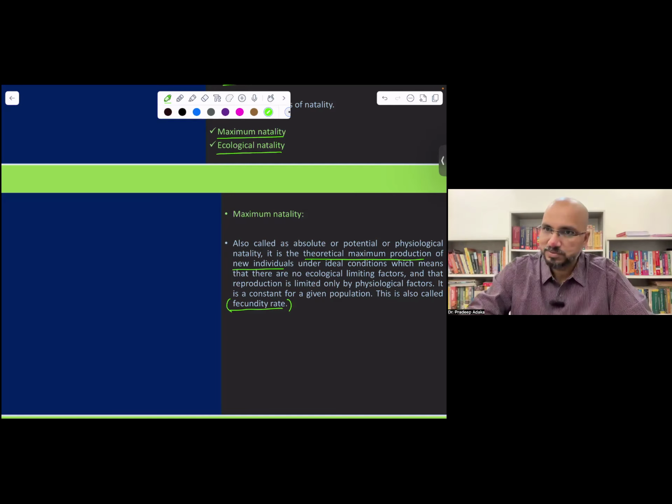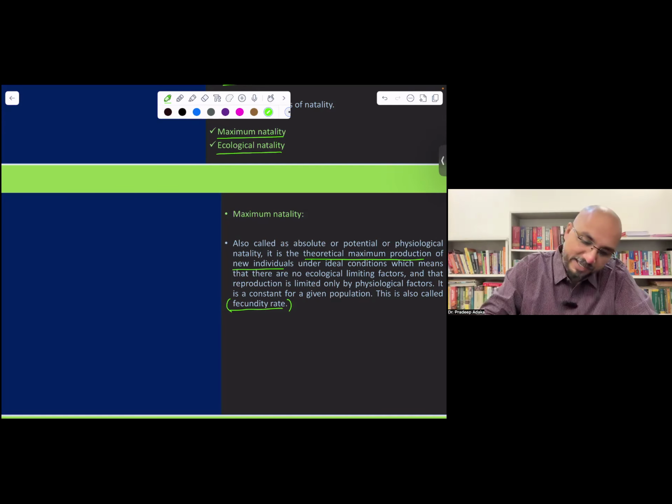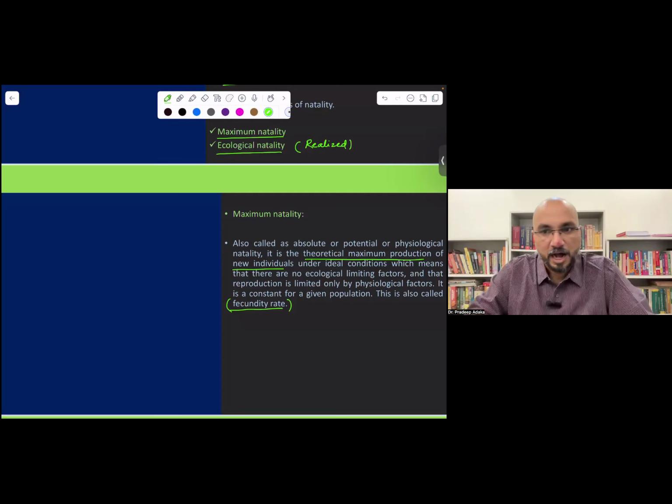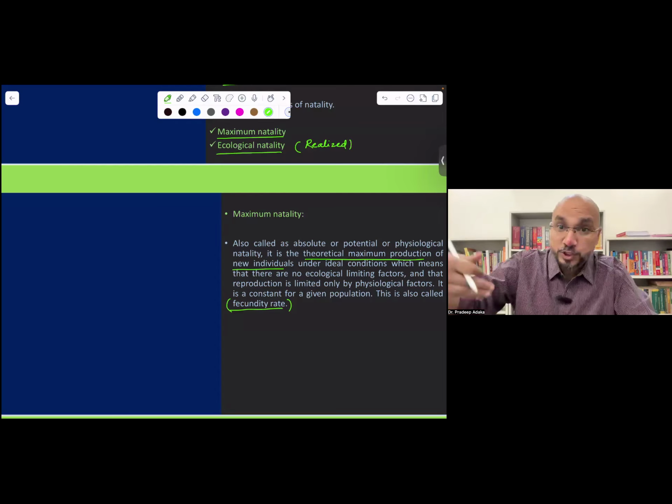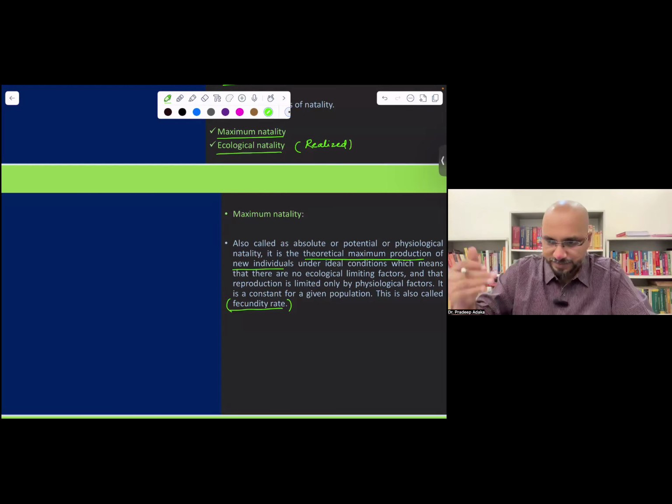Actual जो नेटालिटी है, जो तुम्हारा ecological नेटालिटी बोलते हैं, it is basically realized, how many children it has actually given birth to. ये theoretical नहीं है, actual में उसने कितने बच्चे दिए. It is basically fertility. How many children it has given birth to, or how many offsprings it has actually given birth to under certain conditions.